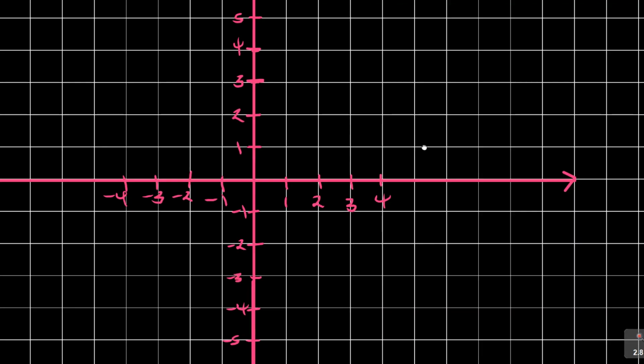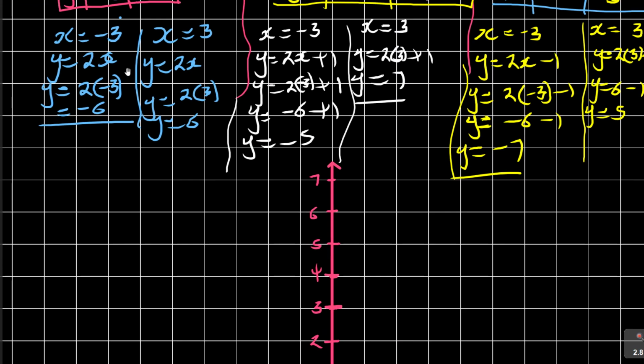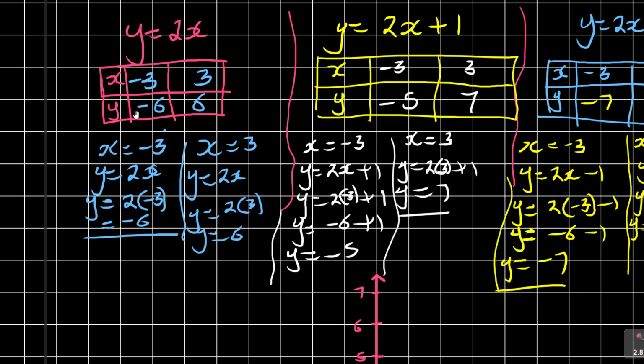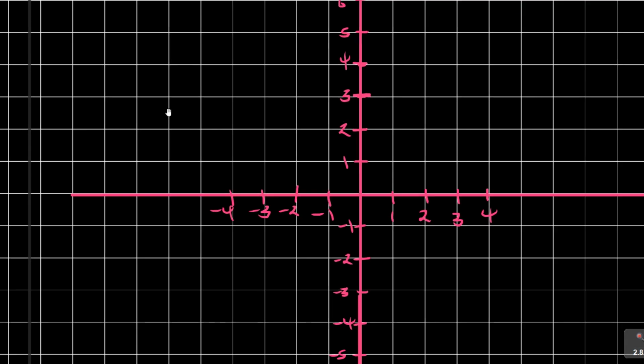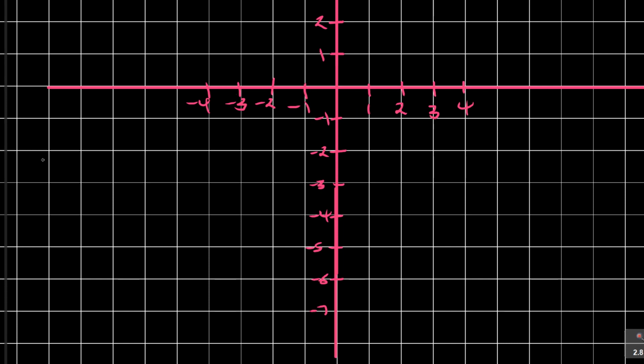Now when you mark these points, you need only 2 points. For this first one, y is equal to 2x. It says when x is negative 3, y is negative 6. So I come here to say when x is negative 3, and then y is also negative 6. There is -3 there, and there is -6 there, and this is the point where the lines meet. Are you with me? That is the point you mark here. So I'm going to mark that point as my first point.